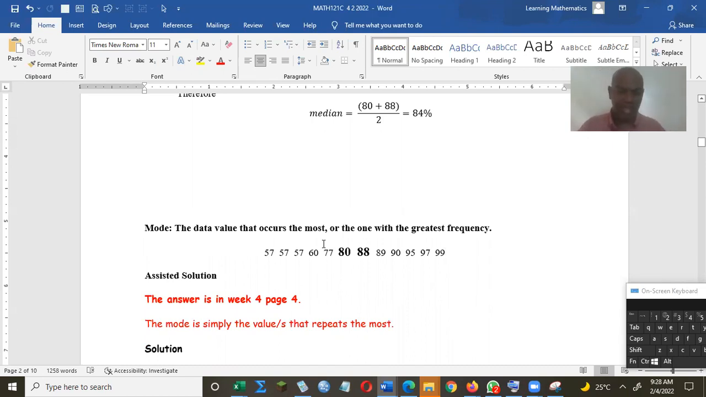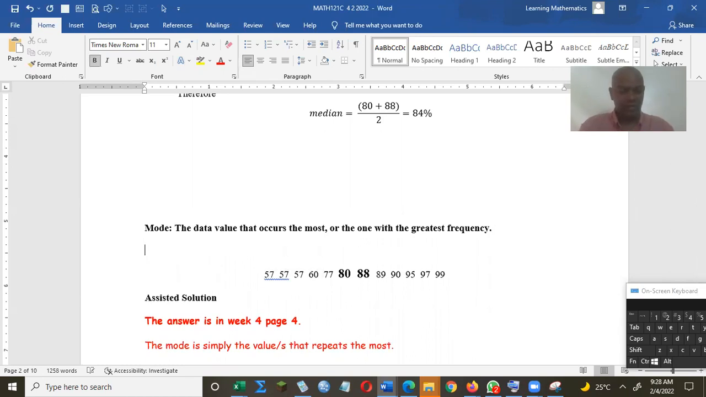Frequency is the number of times that a data value appears, okay? The frequency is the number of times that the data value appears. Okay, so the one with the greatest frequency is the mode.